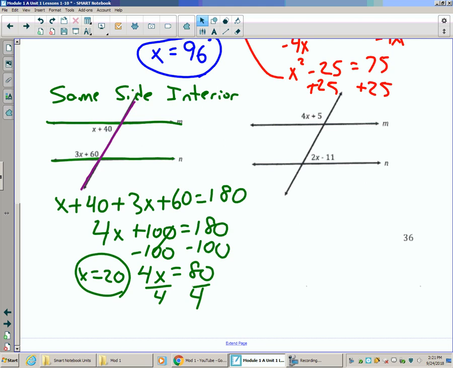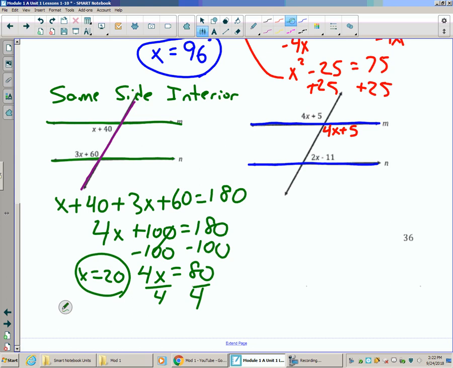The last example on this page, the 2 angles they give us inside the parallel lines here don't actually have a definition. If I look at them in particular, this 4x plus 5 is on the outside. The 2x minus 11 is on the inside. They're not corresponding because they're not in the same corner, top left with top left. So what we can do first is notice that this 4x plus 5 has a vertical angle equal to it right here.